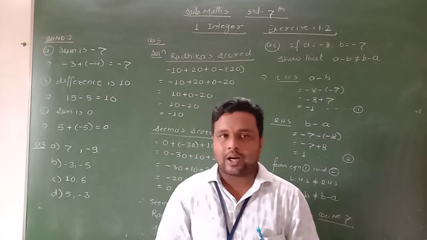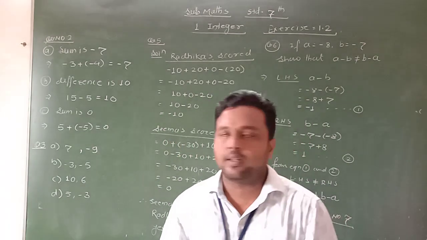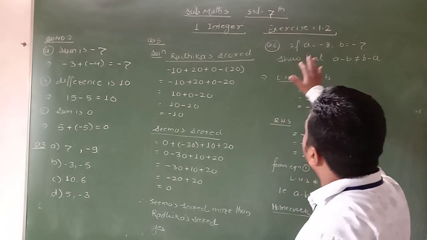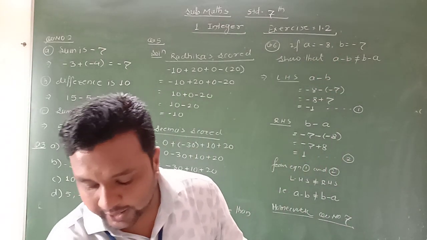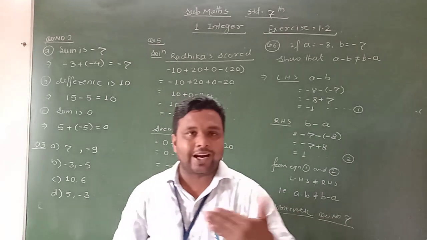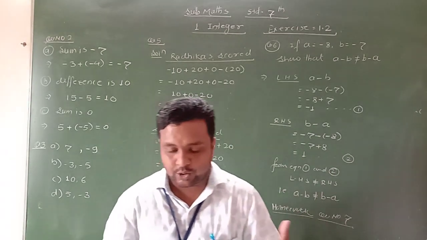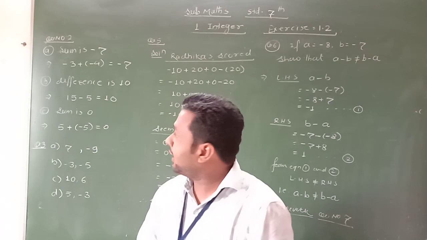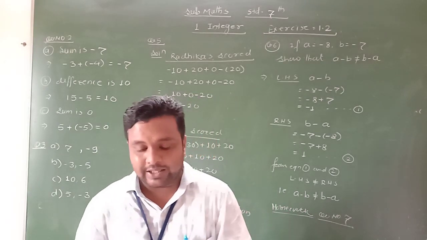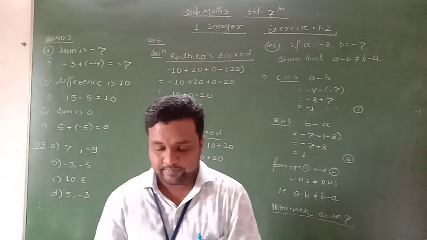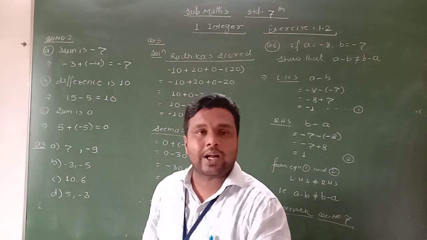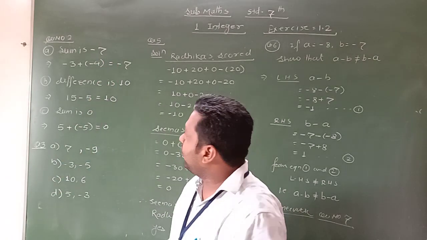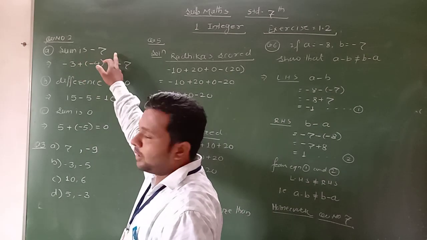In today's video, I am going to explain some questions from exercise 1.2. The first question we already completed, in which we had to identify the properties, in the previous video. Now the second question is given. Write down a pair of integers whose sum is minus 7. Here we have to write two integers. It is given that the sum is minus 7.